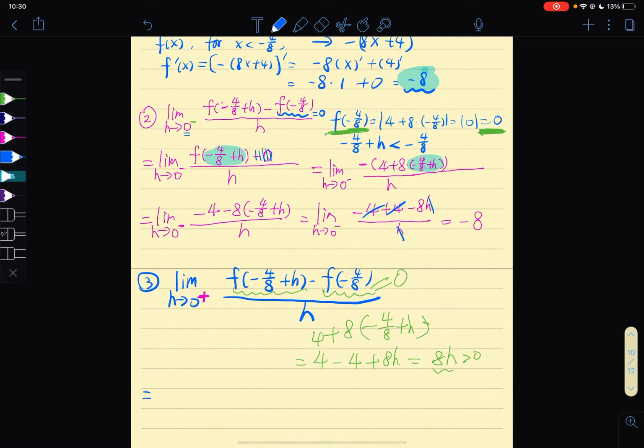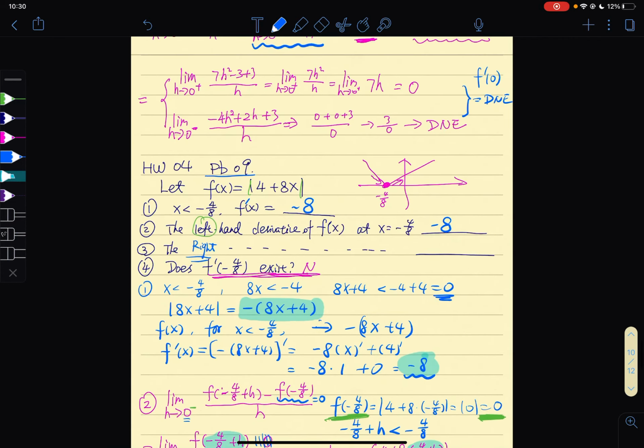I want you to try it yourself as well. So h approaches 0 plus. The first term ends up with 8h, take the absolute value, which is still itself, minus 0, over h. If you do the cancellation, you realize the final answer is supposed to be 8. So what I end up with is 8. This is the left side, this is the right side. The derivative calculation is not identical, so I can't really find the derivative of my function.